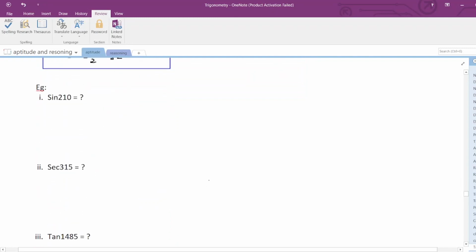Okay, now let's move to the actual questions, how to solve it. Sin 210 degrees is given. So how can I write sin 210 degrees? Either 180 plus 30, which is 210, or sin 270 minus 60. Either is fine, right? 210 comes in both cases.